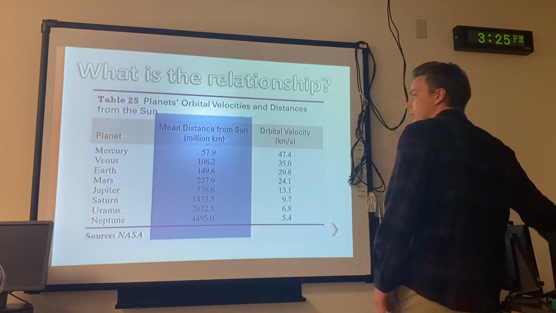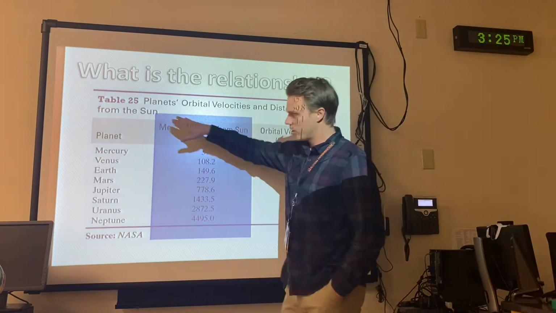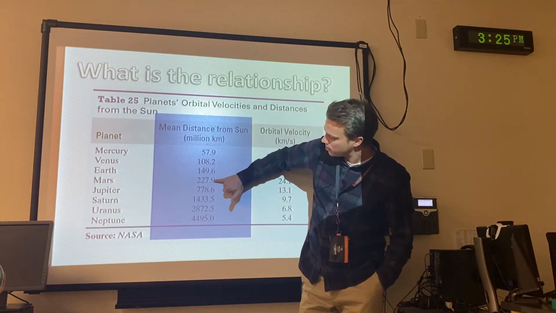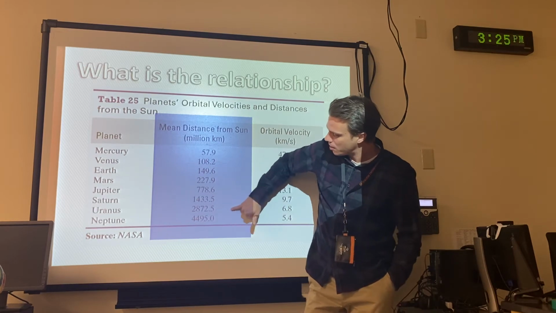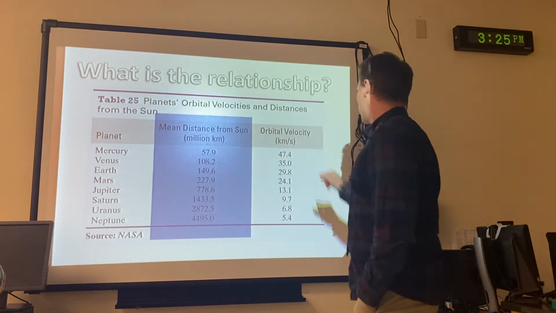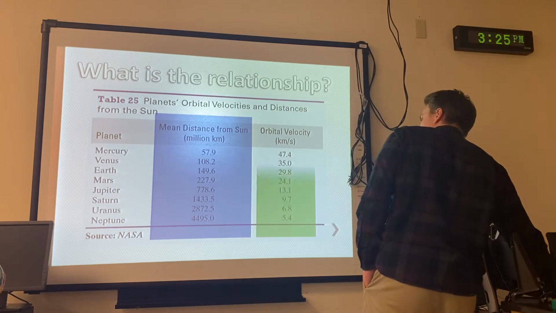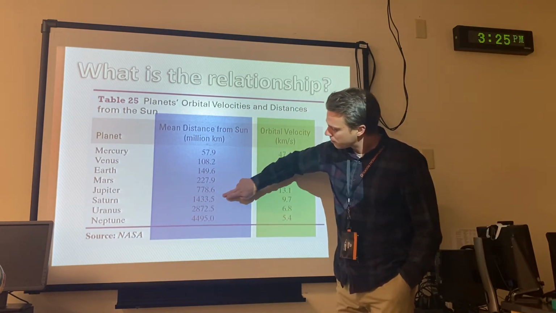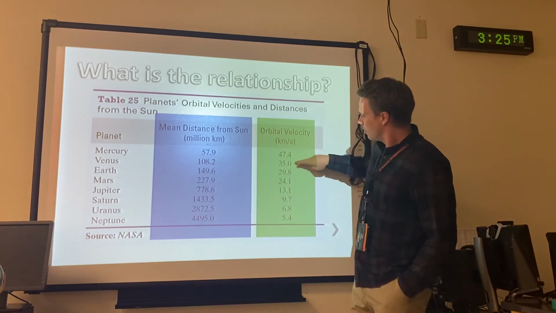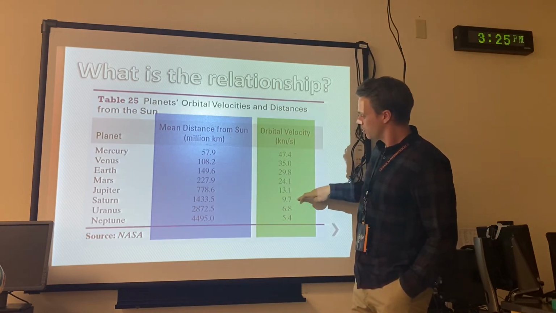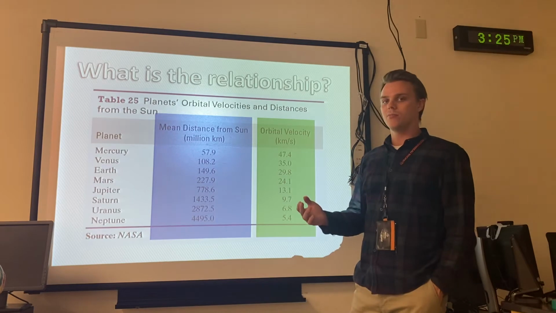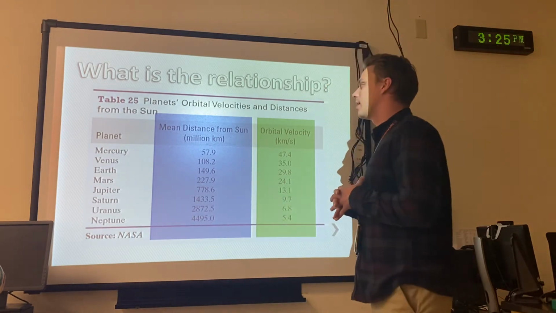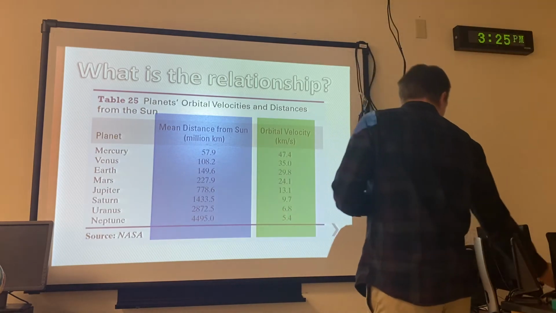So let's take a look at the distance from the sun. Here are the planets. As the distance from the sun increases, we go to higher and higher numbers. What happens to the orbital velocity, or the speed of the planet? As the distance increases, the orbital velocity appears to decrease. The numbers get smaller and smaller. So that is what stating a relationship is for looking at data and graphs.